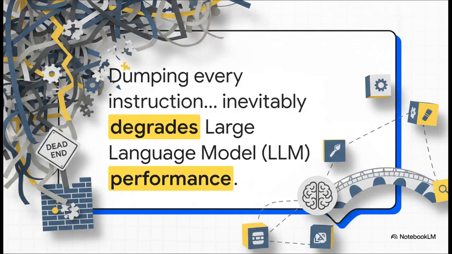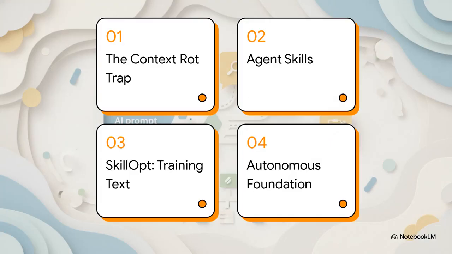So let's just dive right into this provocative reality. The status quo of just throwing more and more instructions at a model, it's completely broken. We've all done it, adding just one more rule, one more edge case to a massive master prompt. But as the source material makes incredibly clear, this approach is an absolute dead end. All right, here is our roadmap for today. We'll start with the context rot trap, then introduce agent skills as a new primitive, look at how SkillOpt trains text, and finally, how to build an autonomous foundation.